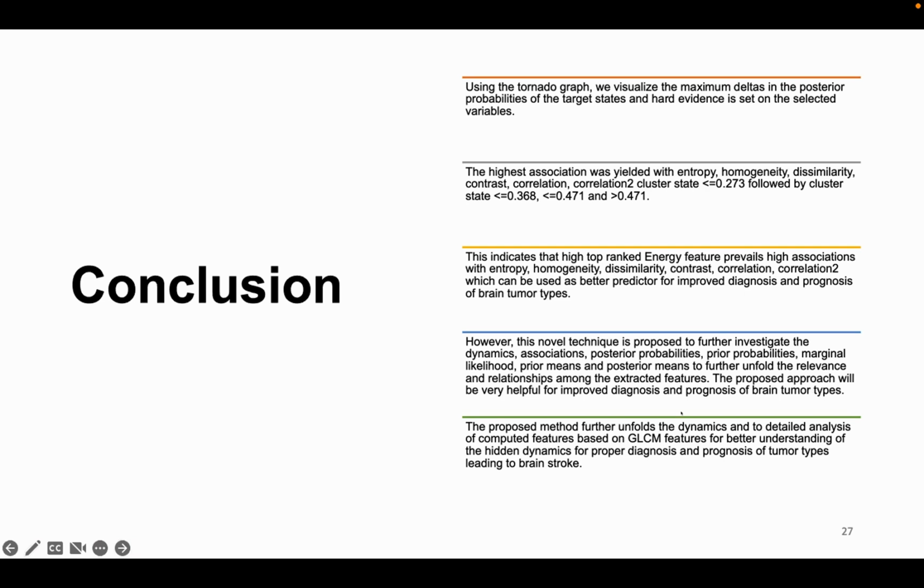This technique will also help to further unfold the nonlinear hidden dynamics present in the brain signals for further underlying analysis, which can further improve the diagnosis and prognosis of the brain tumor subtypes.